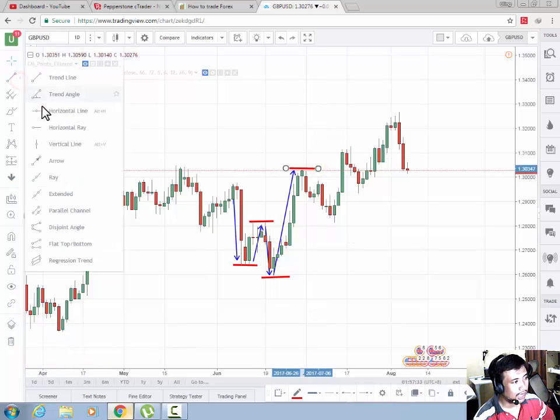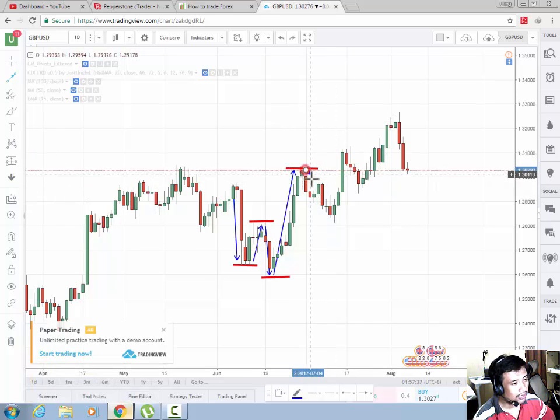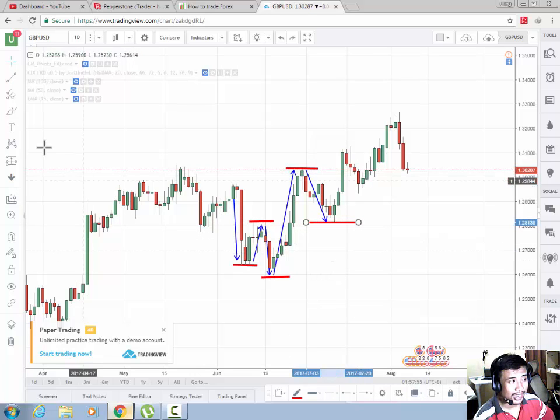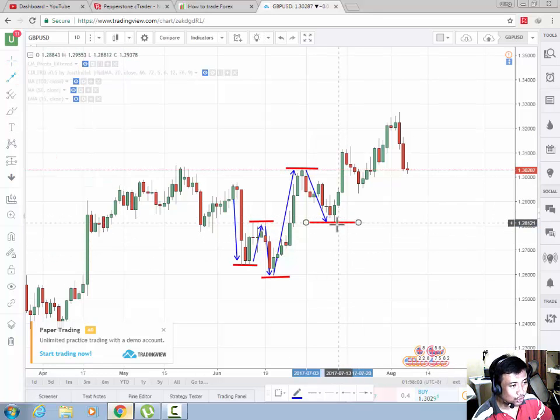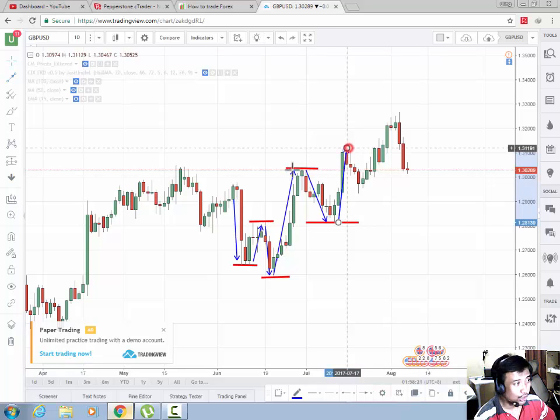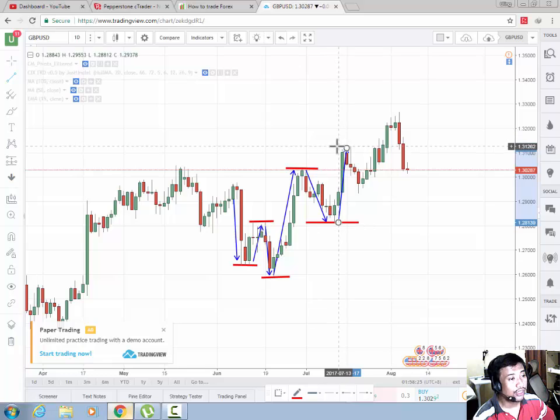Then, as we proceed, it created a new structure low. Did it break it? No, not quite. See? Okay. And actually what the market does is it bounced back, right? There is a rejection over here. So it bounced back since it did not break the previous high and did not break the previous low. What the market did, it bounced back all the way up, creating another new structure which is higher than the previous one.